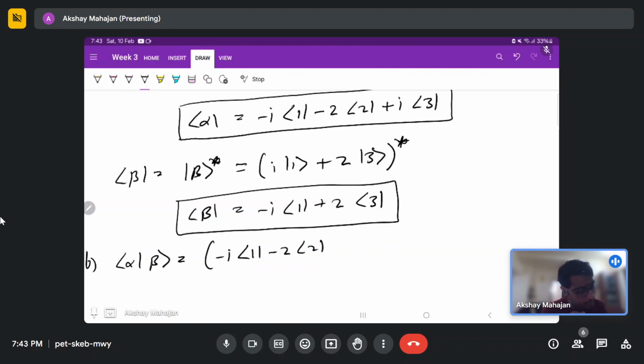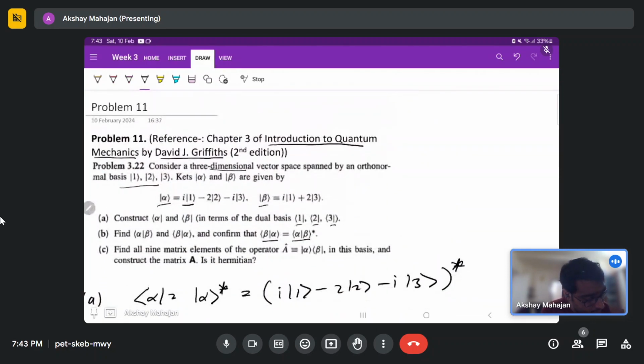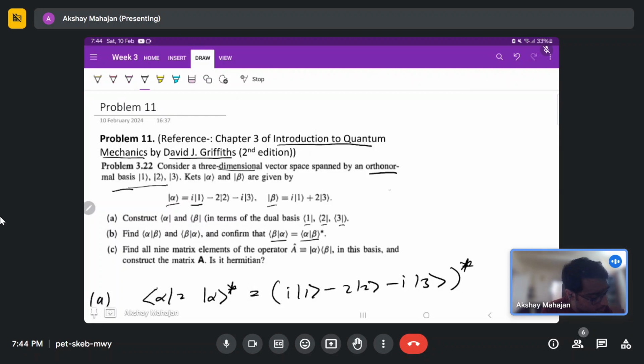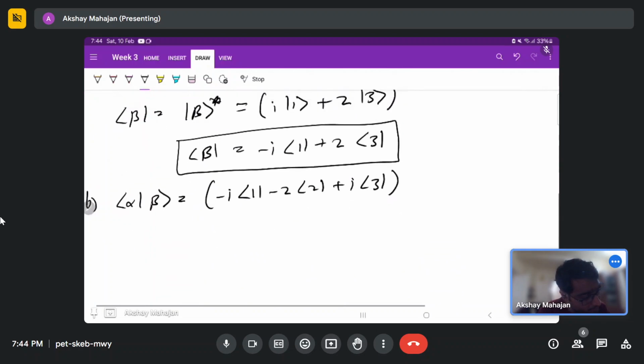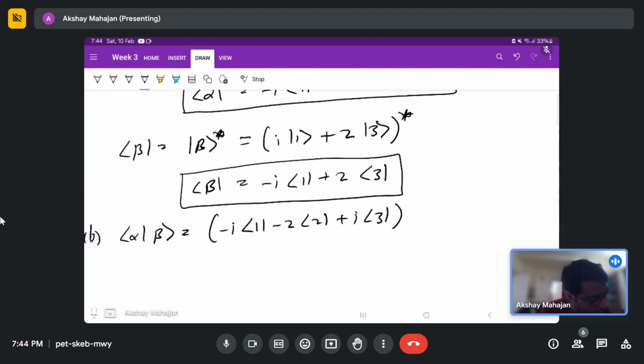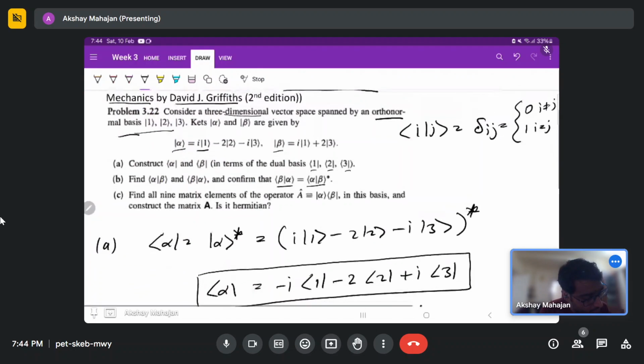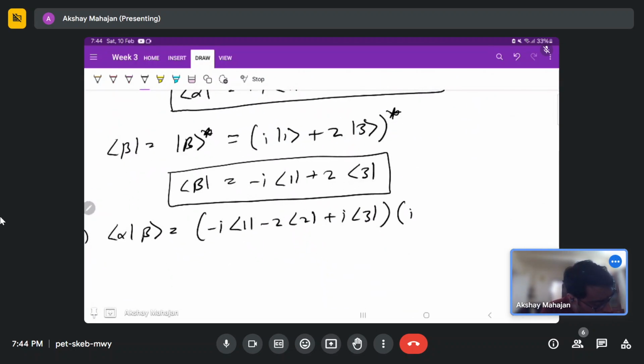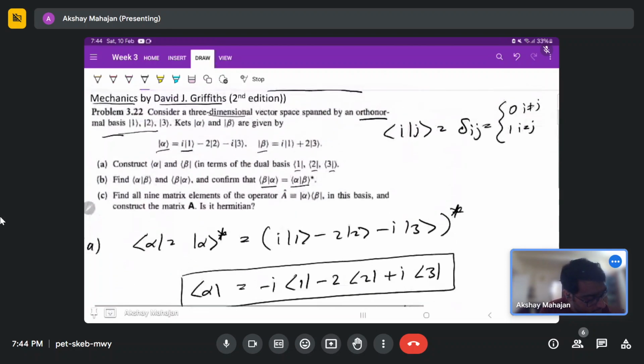Right. Okay, so bra of alpha is minus iota bra of 1 minus 2 times bra of 2 plus iota bra of 3, and also these are orthonormal bases. It is given that these are orthonormal bases, so remember that bra i ket j is equal to delta ij. It means these are 0 for i not equal to j and 1 for i equal to j, for this ket 1, 2, 3, the orthonormal basis. And the ket of beta is given here, it is iota times ket of 1 plus 2 times ket of 3, right?